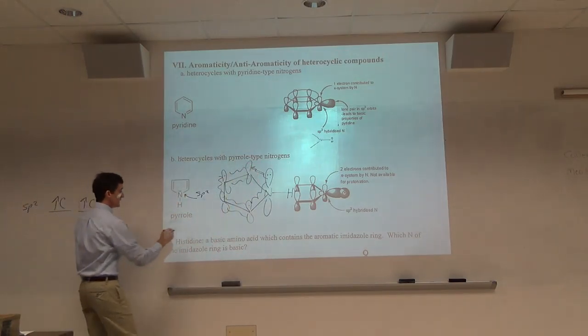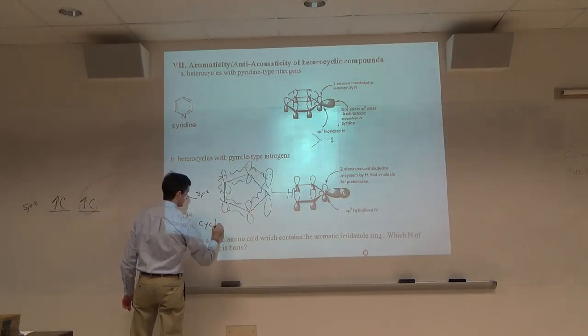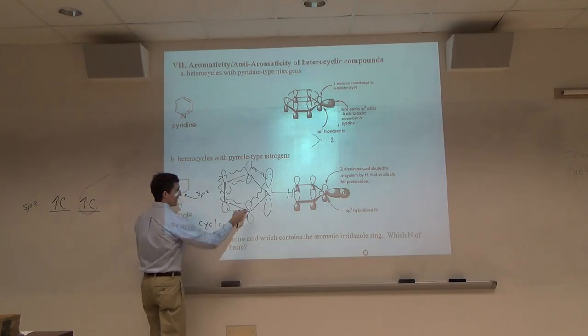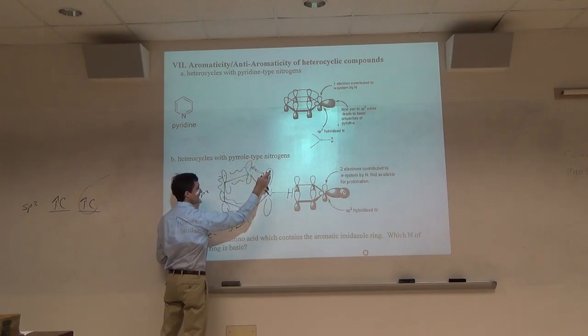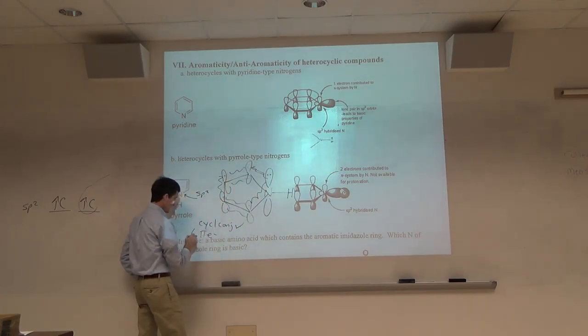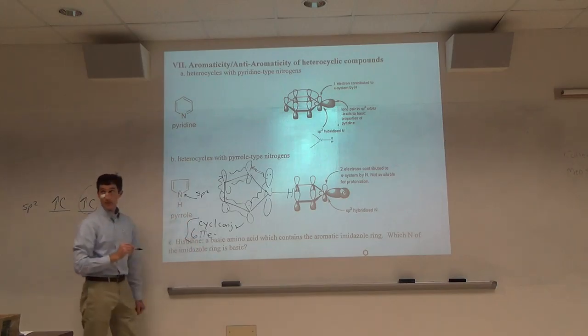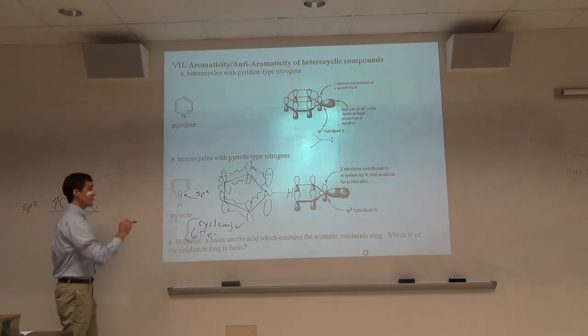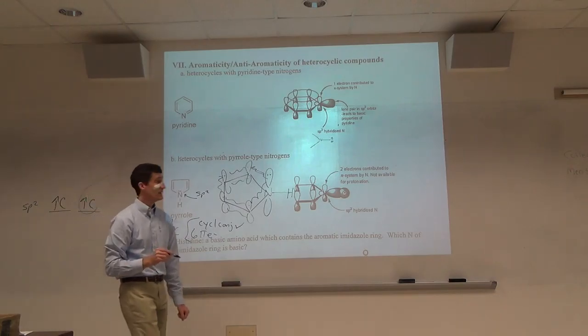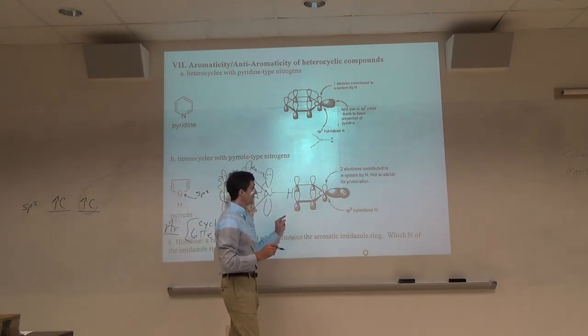So is it a cyclic conjugated system? Check. How many pi electrons in this system? One, two, three, four. Six pi electrons, right? What do we have here? Aromatic. Pyrrole is aromatic.